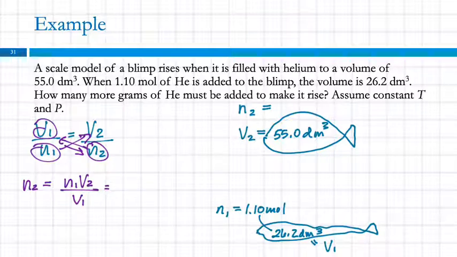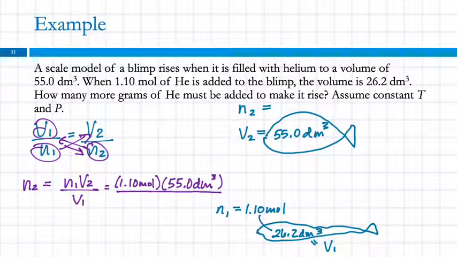Well, N1 is 1.10 moles. V2 is 55.0 cubic decimeters. That's an entirely valid volume unit. We're just not used to it. Don't see it very often. 26.2 cubic decimeters down here. Look, the cubic decimeters cancel out, and so we're not going to have to worry about those anymore.